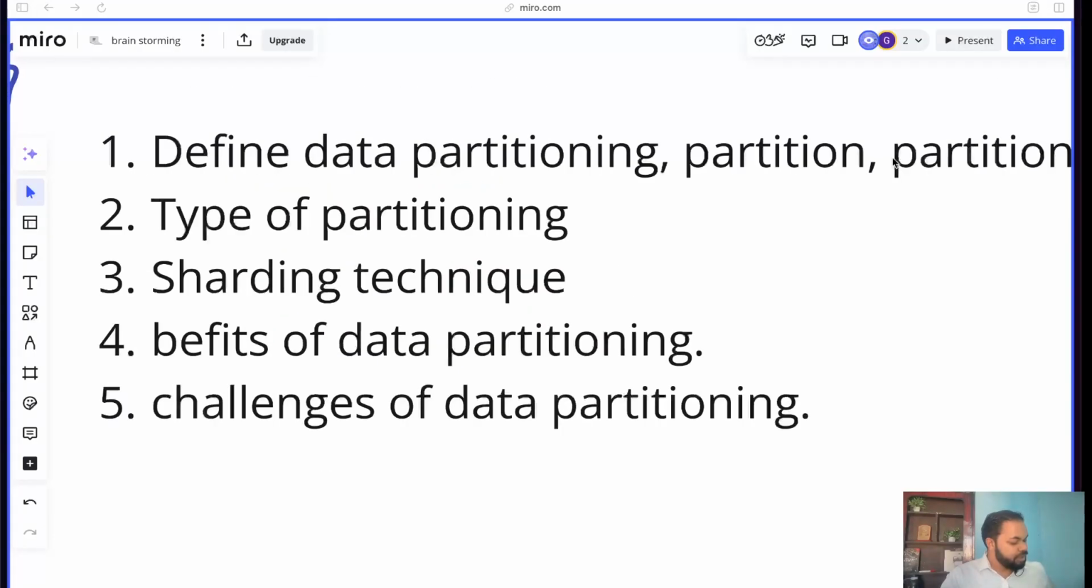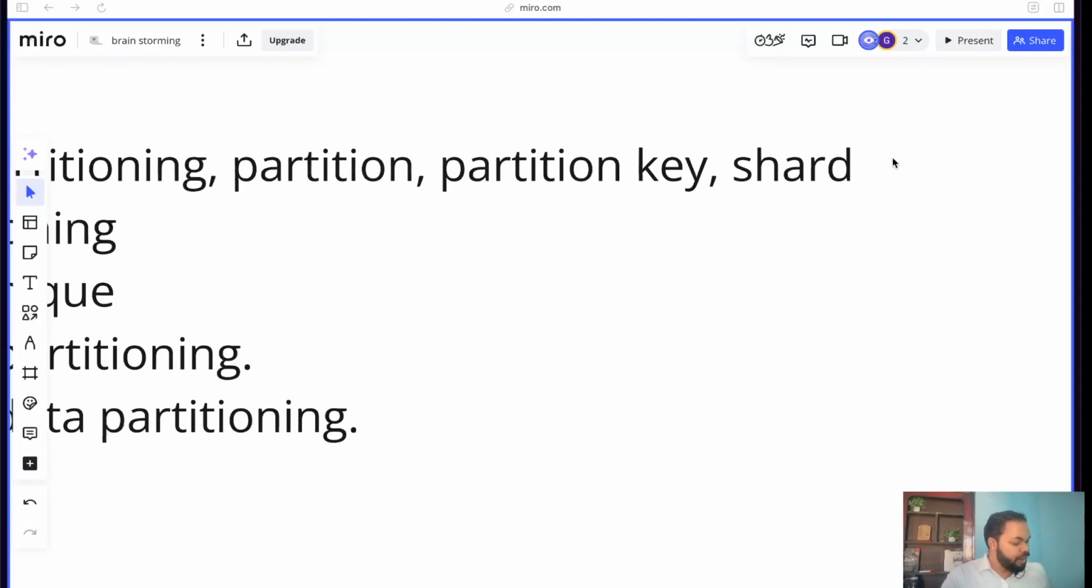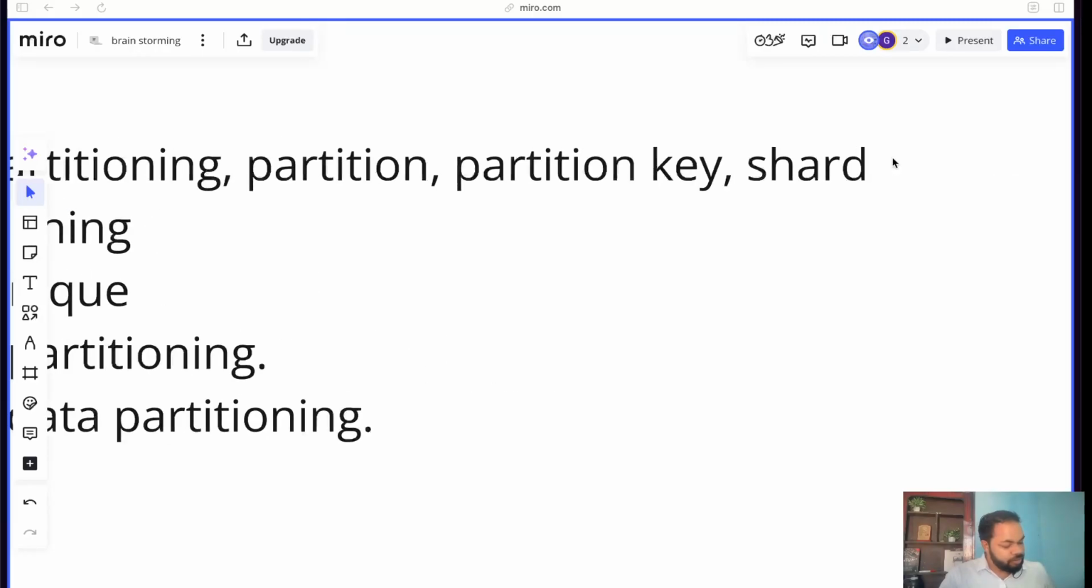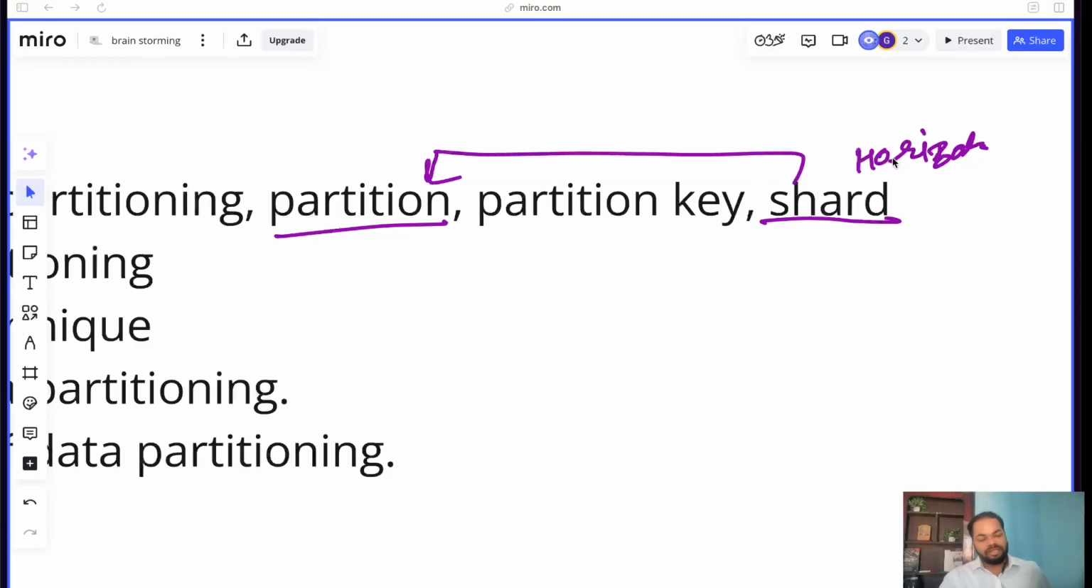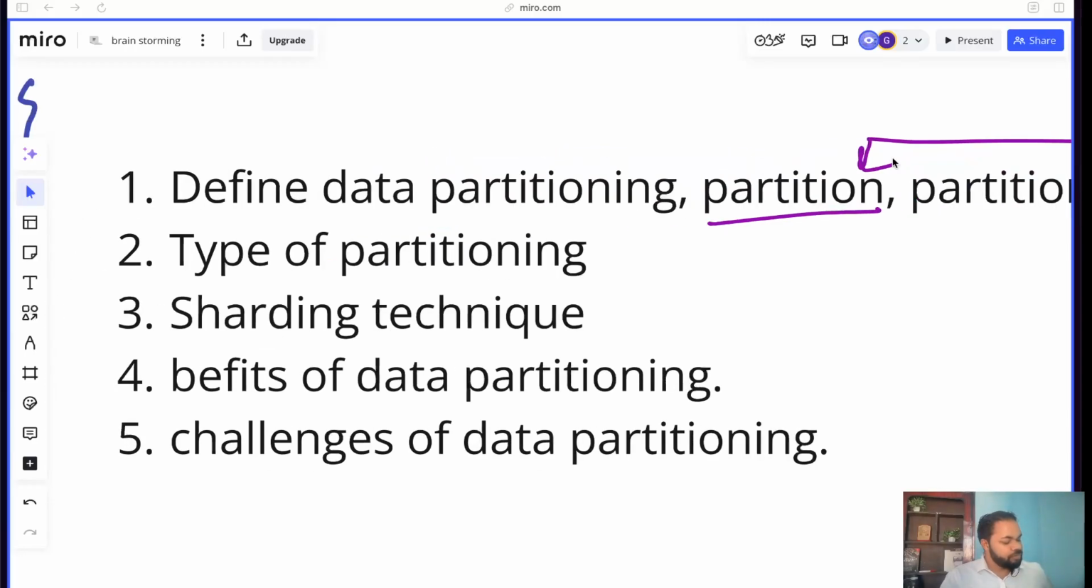Okay, and then let's move to the shard. We already know what a partition is. The partition and shard are the same, but we call the partition a shard only in horizontal partitioning. We will see what horizontal partitioning and vertical partitioning are. That's not the problem, we will see. So a shard is nothing but just a partition. Let's move to the types of partitioning.